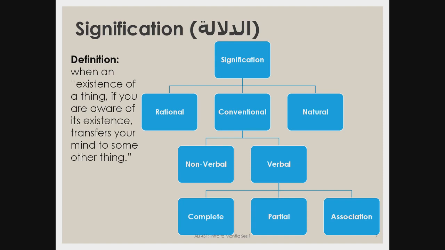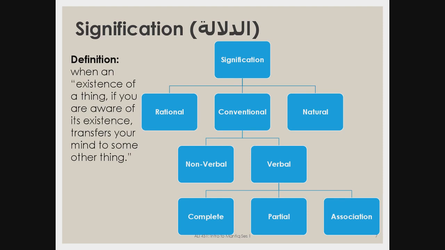The first thing that we have is, so there's three types of dalala, significations, okay? You have the rational, which is the aqli, you have the conventional, and then you have the natural signification. I'm going to give examples for all of these. The rational one, to put it very bluntly, is cause and effect based. All of these are cause and effect, but the rational one is sort of a real cause and effect.